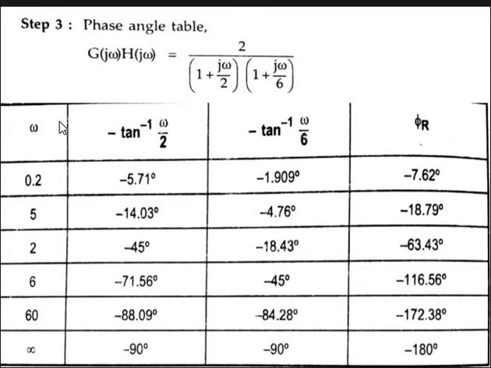So now at different frequencies, the corresponding phase angles. Due to the first pole, these are the phase angles. Due to the second pole, these are the phase angles. The final resultant phase angles are this one. At omega is equal to 0.2, it will contribute minus 7.62 degrees. Omega is equal to 0.5, sorry, here the mistake is there. Omega is equal to 0.5, this is the angle. Omega is equal to 2, this is the angle. Omega is equal to 6, this is the angle, and so on. At omega is equal to infinity, it will reach minus 180 degrees. So these are the phase angles.